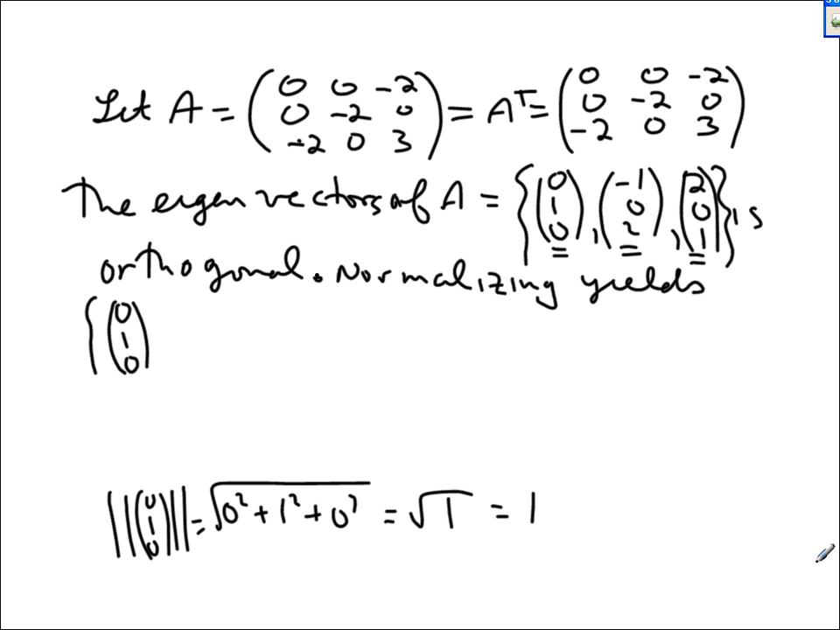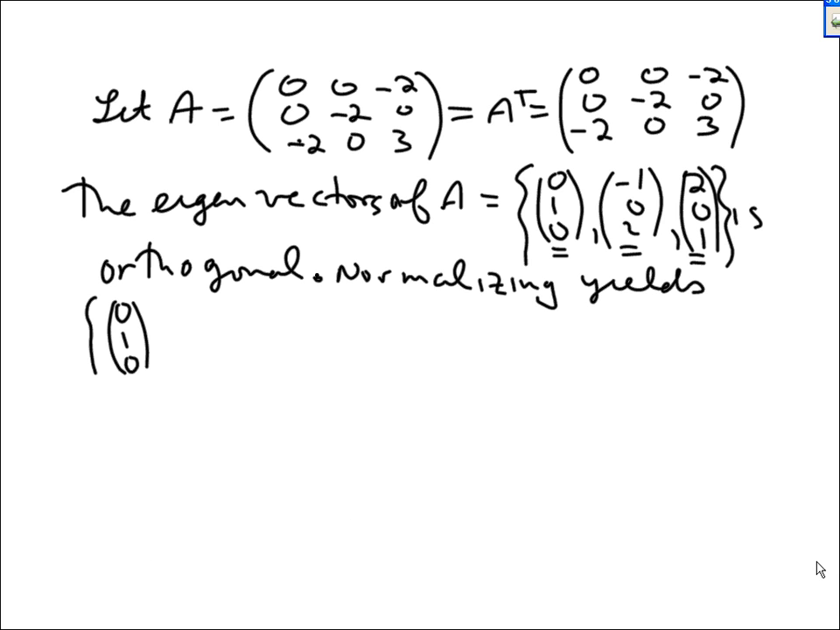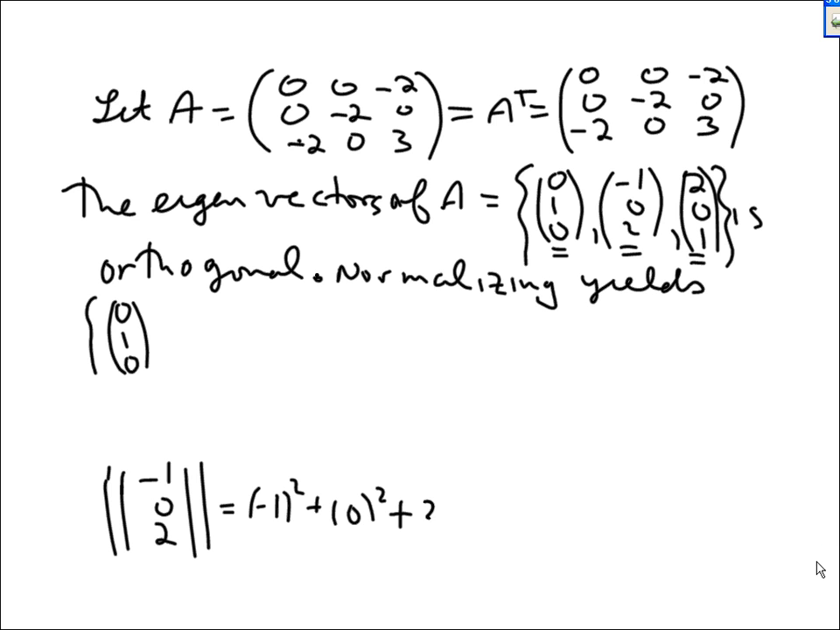But let's look at negative 1, 0, 2. What is the length of that? If you're really quick on this, you can see that it's just going to be the square root of 5. Okay? What is the length of negative 1, 0, 2? Well, you square negative 1, you get 1. You square 0, you get 0. You square 2, you get 4. So it's 1 plus 0 plus 4, which is 5, underneath the radical.